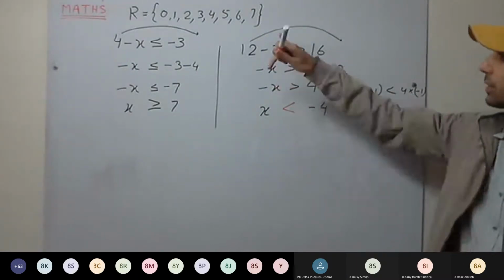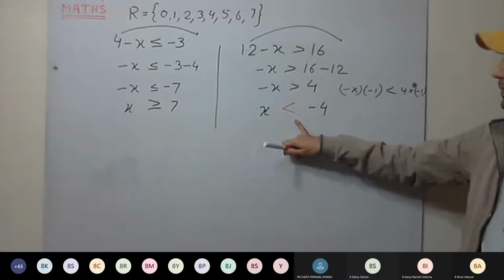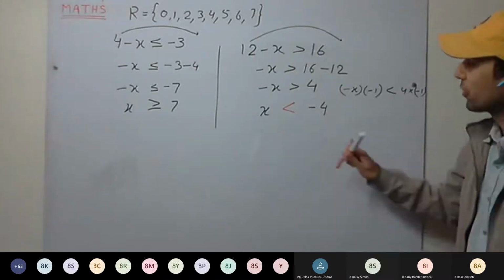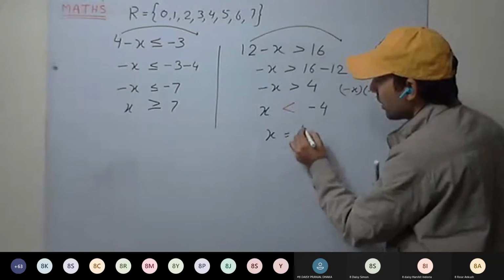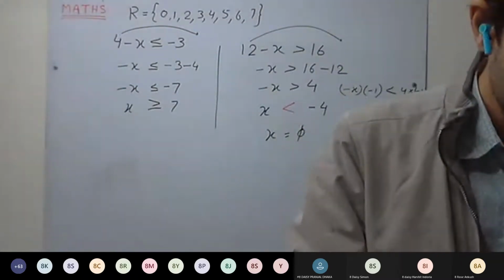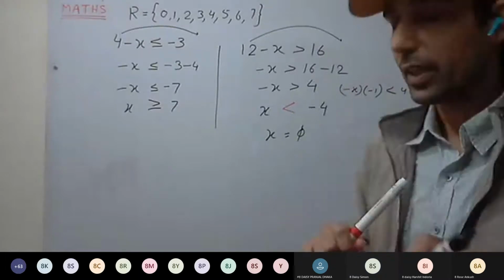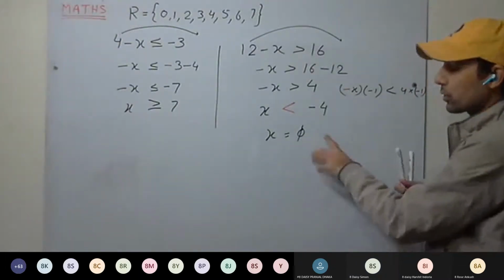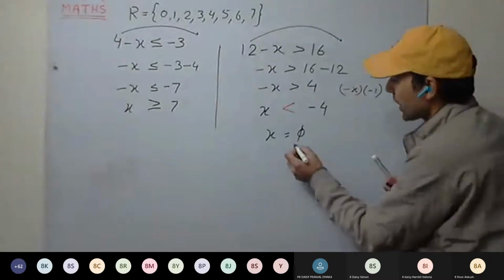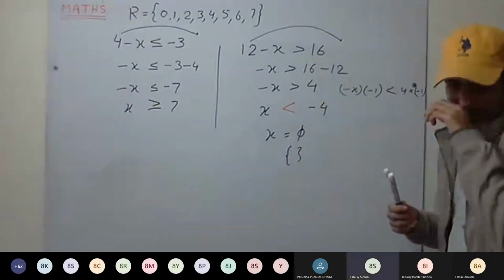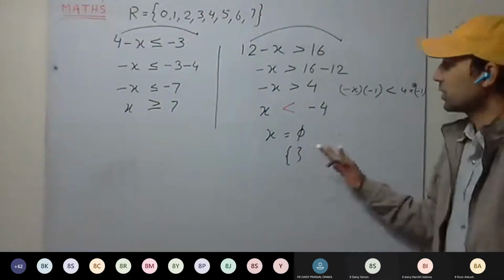Any element less than -4? No. No elements. So it will be null set. What is given in the answer? Null or empty set? Nothing. No solution. You can write no solution. It as well denotes no solution. Or you can write like this as well. Nothing inside. Or no solution. Understood this one?